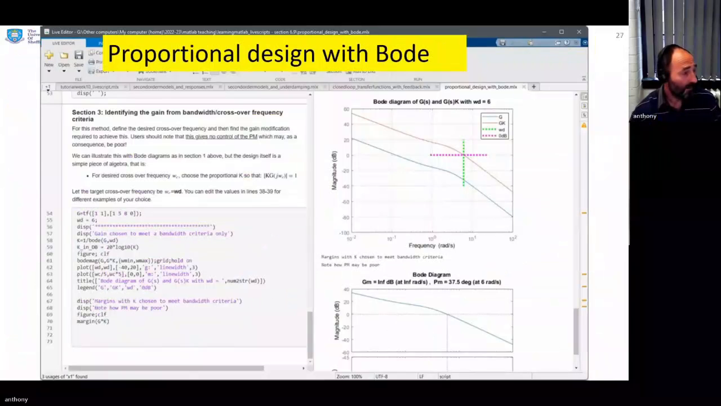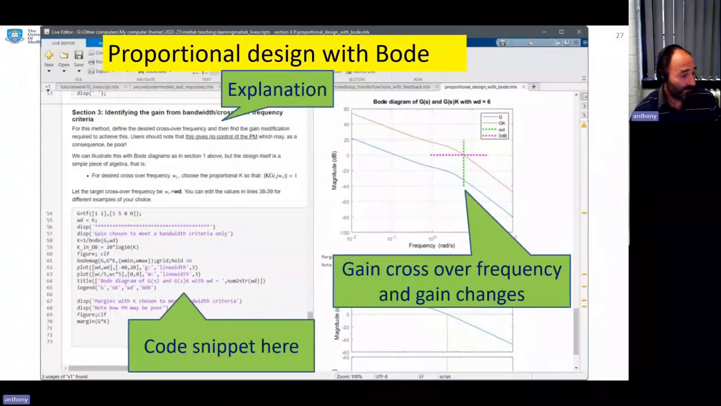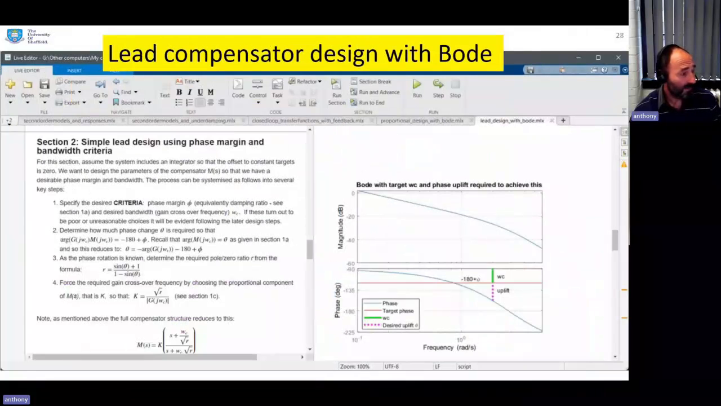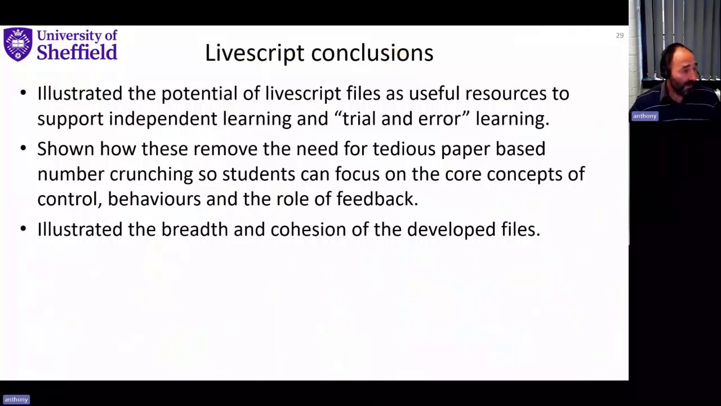Okay. Proportional design with Bode. It's a different example, and there are many more. Okay, that's lead compensator design. So in other words, live scripts have a different role. They're getting students to engage a lot more closely with the detailed maths and the detailed code, which gives them what they need if you set them an assignment.